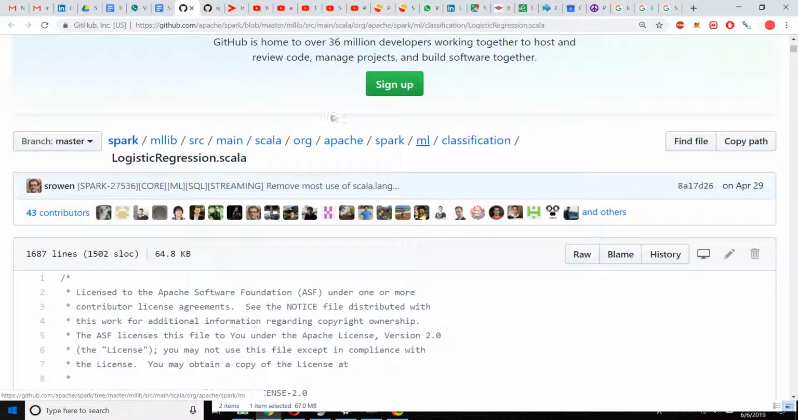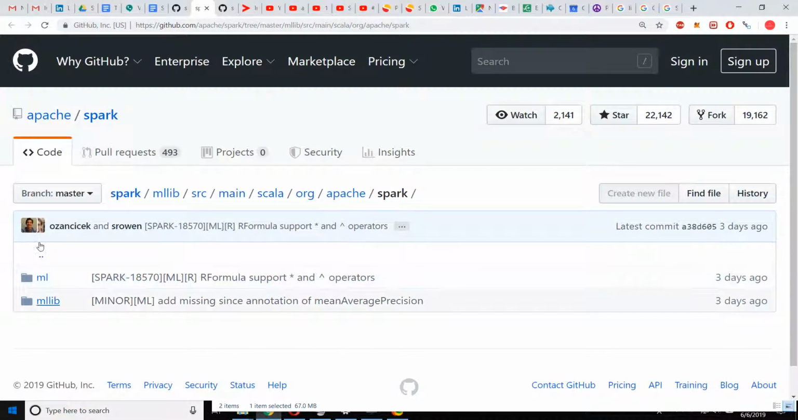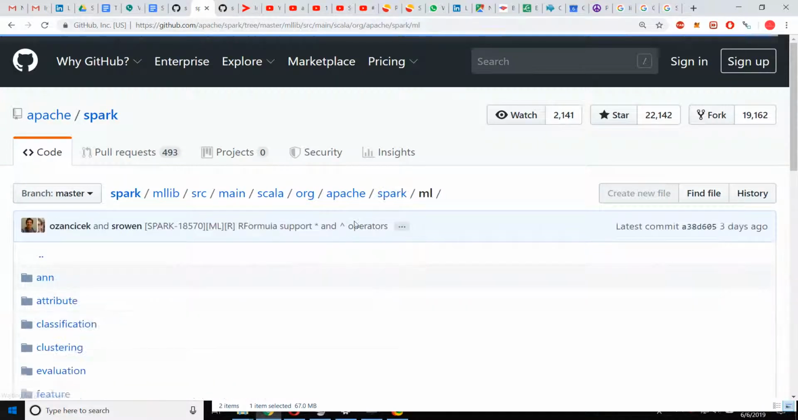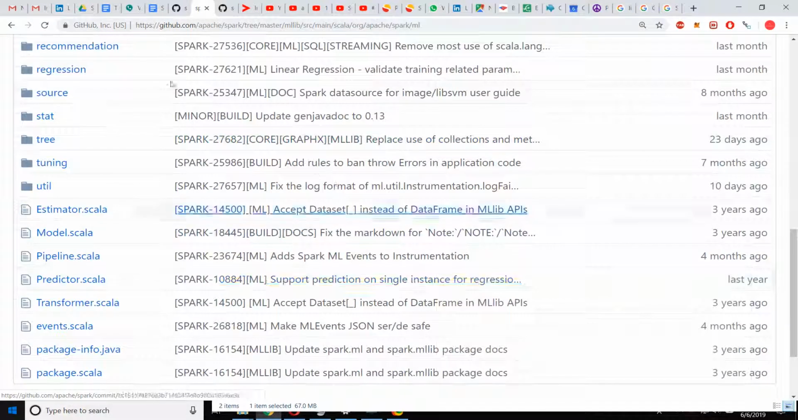There are two libraries, ML and MLlib. If you go here, ML and MLlib. MLlib is a lower level library, and some of my colleagues have told me that it's not used that often right now because everybody wants to work with data frames. So we are inside the machine learning library.